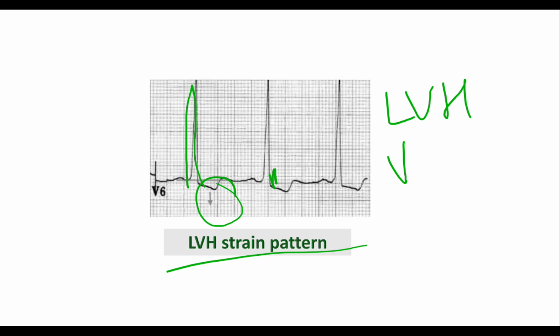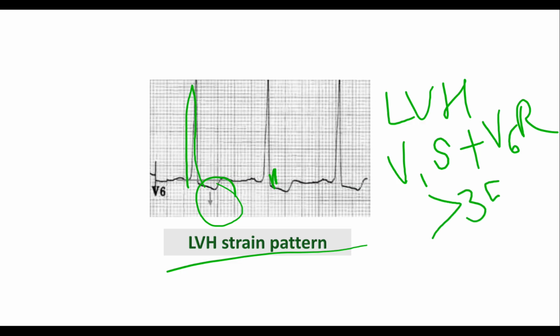The LVH voltage criteria: V1 or V2 S wave plus V5 or V6 R wave, whichever is bigger, more than 7 big squares, that is going to be 35 mm. That is called LVH by voltage criteria. So in LVH, you can also get T inversions and ST depression. This is nothing but an LVH strain pattern. So you have to identify that from the ECG and not misdiagnose it as NSTEMI.